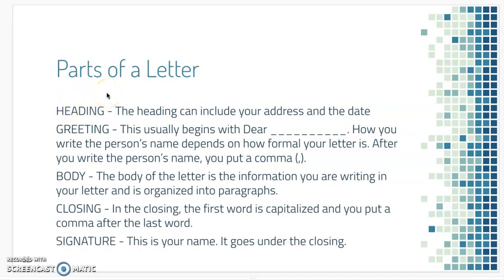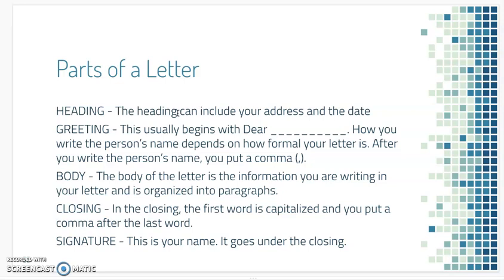Here are the parts of a letter if you do not know exact definitions. The heading includes your address and the date, because we usually or always will date our letters so you can tell when it was posted. The greeting usually begins with Dear blank. How you write the person's name depends on how formal it is. After the person's name, you always put a comma. So if you were writing to me, you would write Dear Miss Breda, comma.